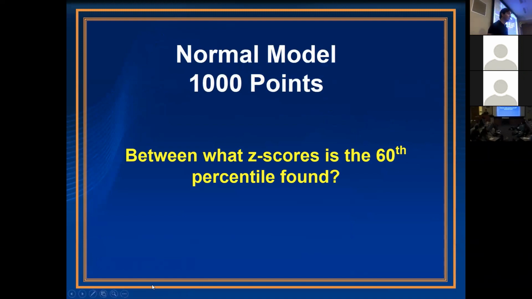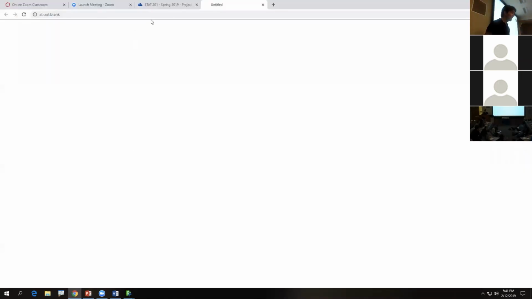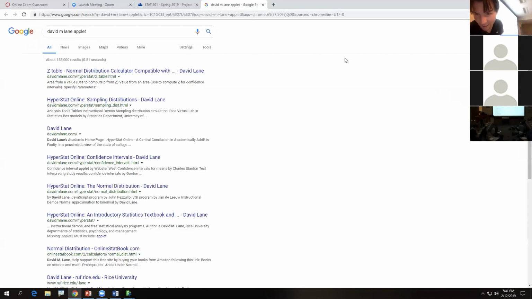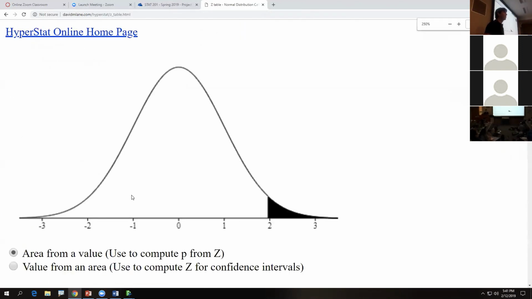Now, I'm going to drop huge hints for how I would do this. I'm going to have to hop out of this. So we're going to go to the David M. Lane applet. I want to make this very clear. It's online, so let's go over to the David M. Lane applet. And here's what we need to do.